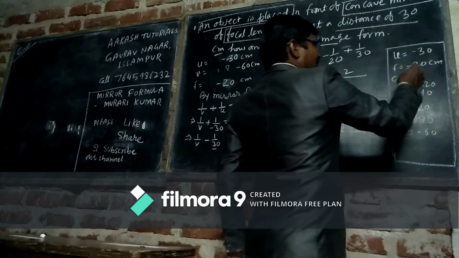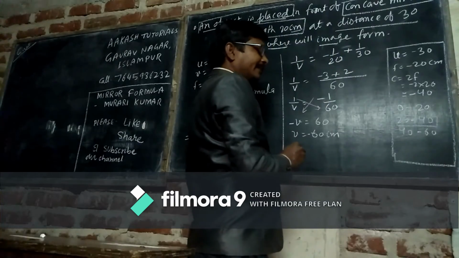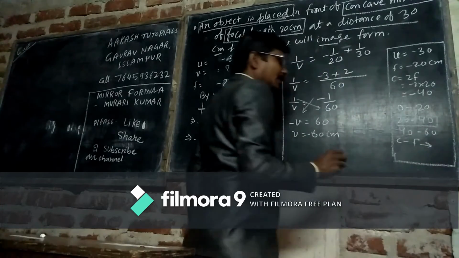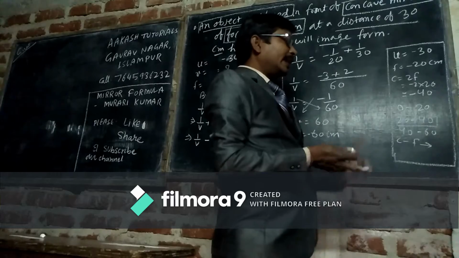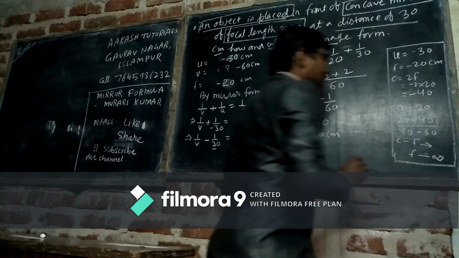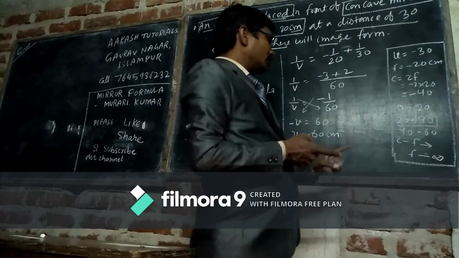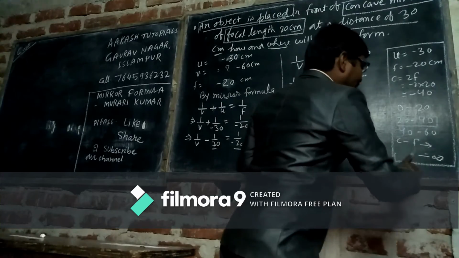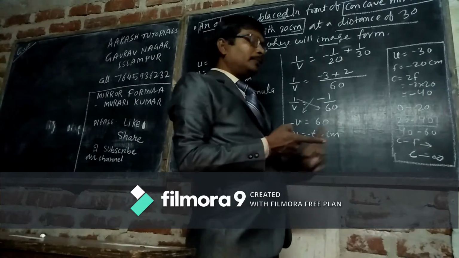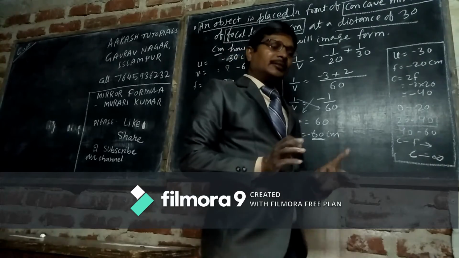So u is 30, that is, it is between C and F. When the object is between C and F, where will the image be? The image will be between C and infinity. That is, our answer must be more than 40, and our answer is 60, more than 40. So our answer is correct.